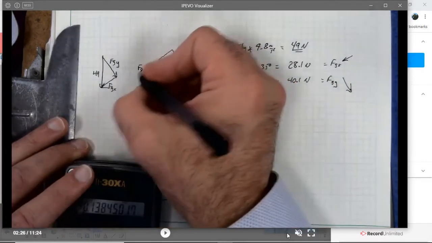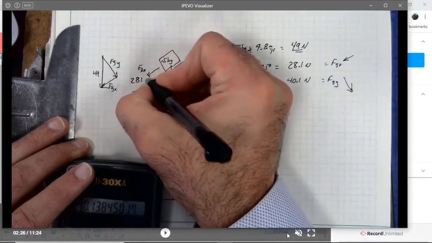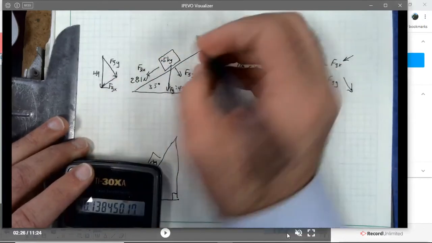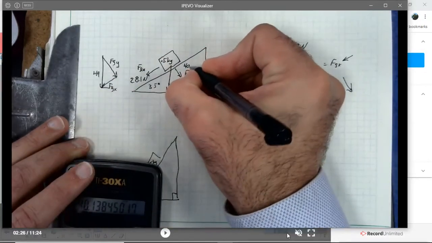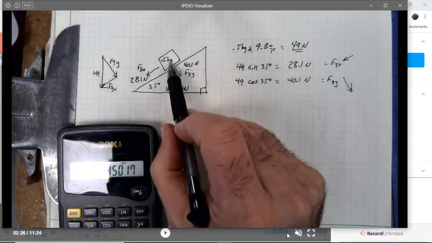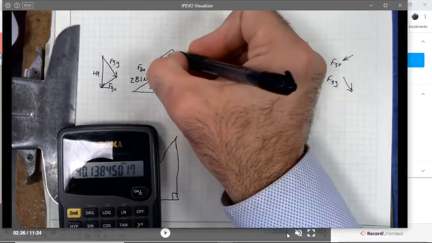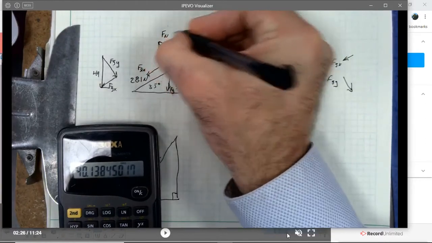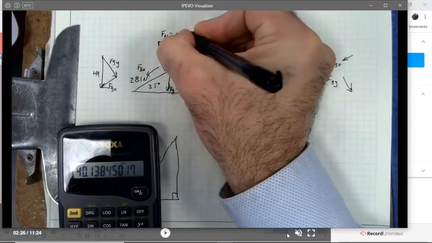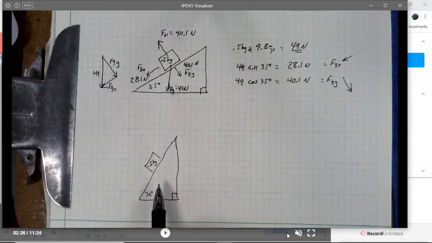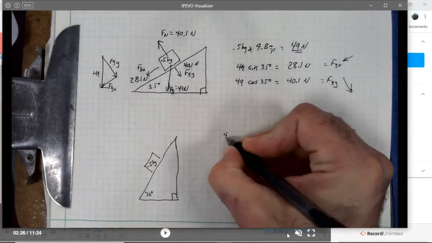So we come up with 28.1 and 40.1 newtons. All right, now, since that is the weight into the slope, that is also the value of the normal force. So the normal force is also equal to 40.1 newtons. Okay, that's that. Now let's do another one. This is a much steeper slope, 70 degrees, but it's still 0.5 kilograms. So it's still 49 newtons.